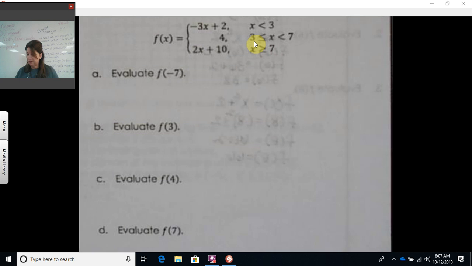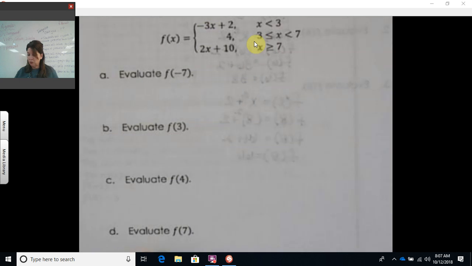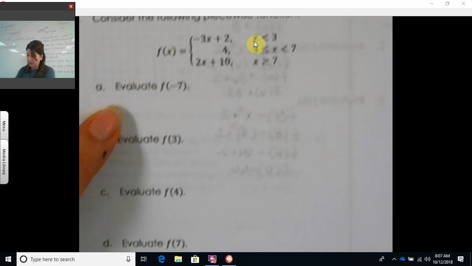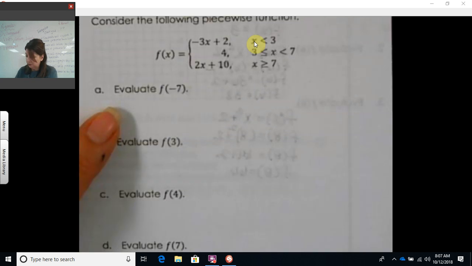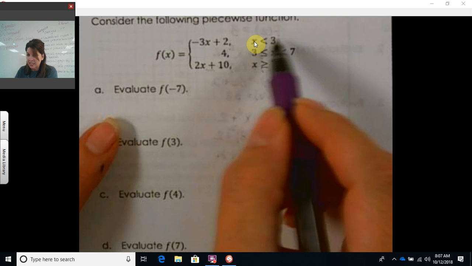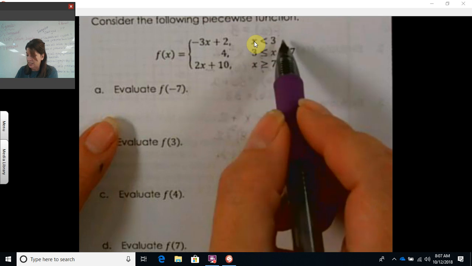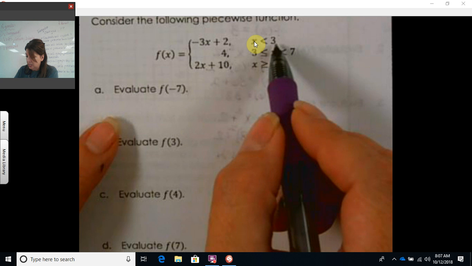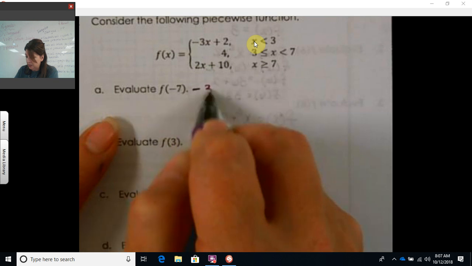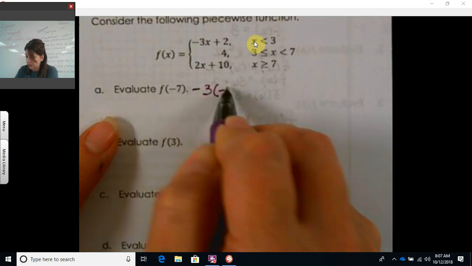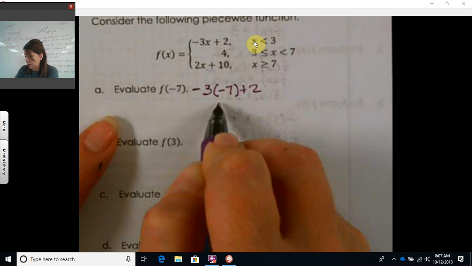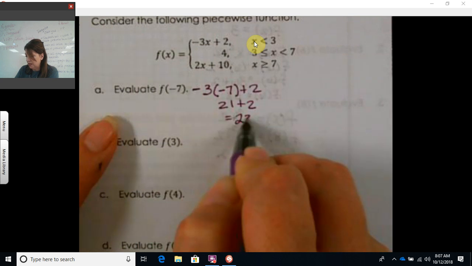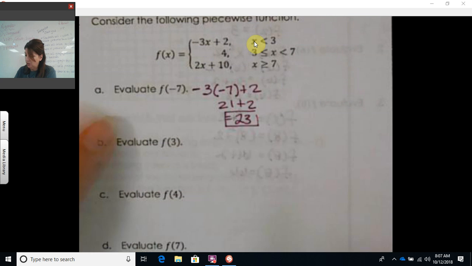Okay, let's look at number 5. Which equation will I substitute f of negative 7? The top one, because that's the only place that negative 7 will work, right? It is less than 3. So I'll do negative 3 times negative 7 plus 2, which is 21 plus 2, giving me 23. Is that what y'all got? Awesome. Where will I substitute 3?